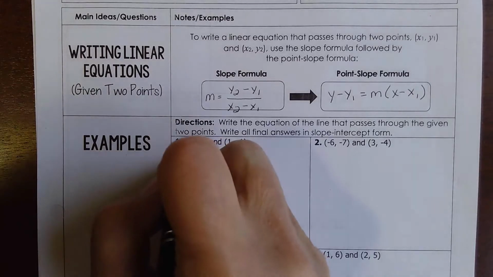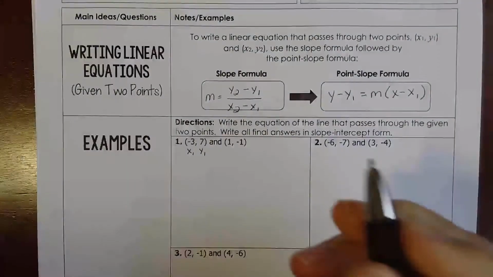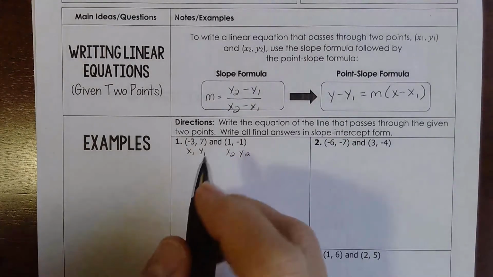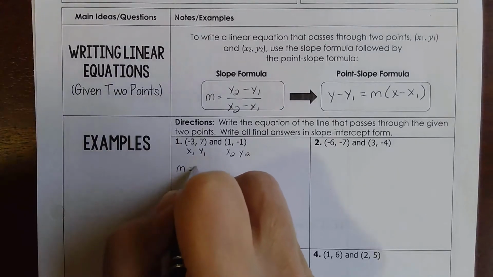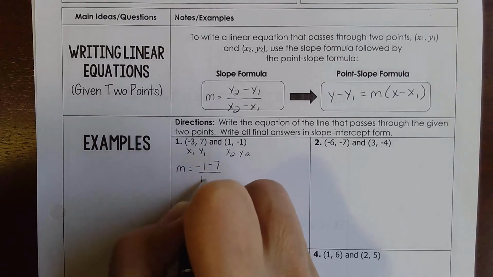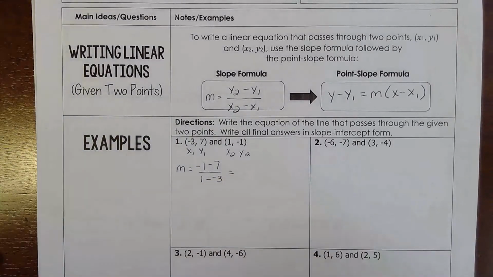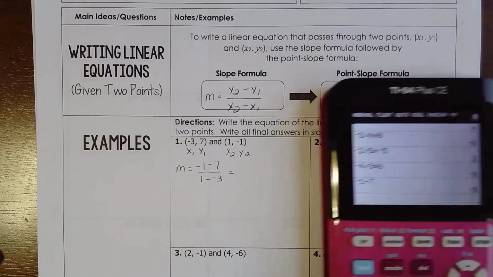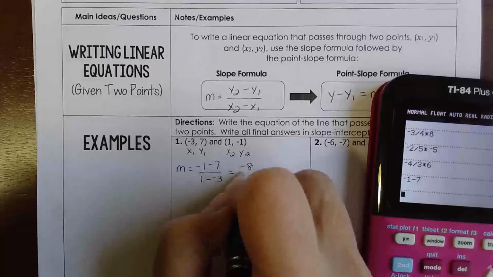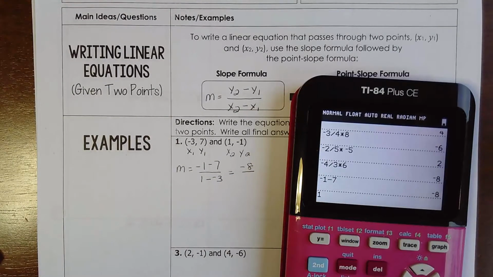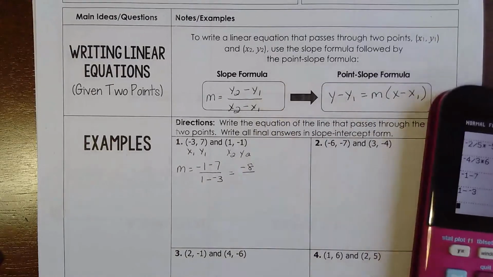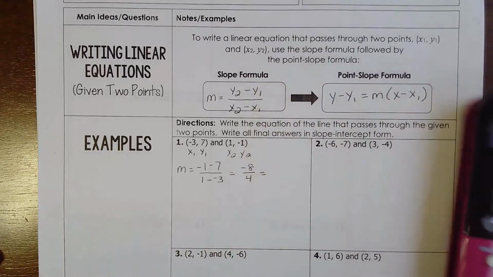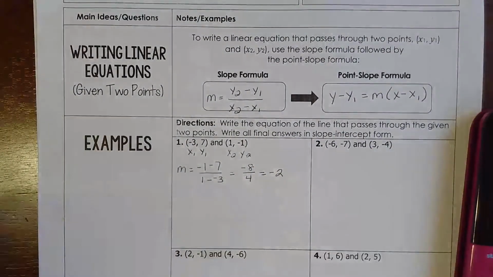All right, so here's our x1 and our y1. Here's our x2 and our y2. So we're going to first calculate our slope. Our slope is going to be negative 1 minus 7 over 1 minus a negative 3. So using your handy dandy calculator, negative 1 minus 7 is negative 8, and then 1 minus negative 3 is 4. Negative 8 divided by 4 is negative 2. Okay, so that's the slope.